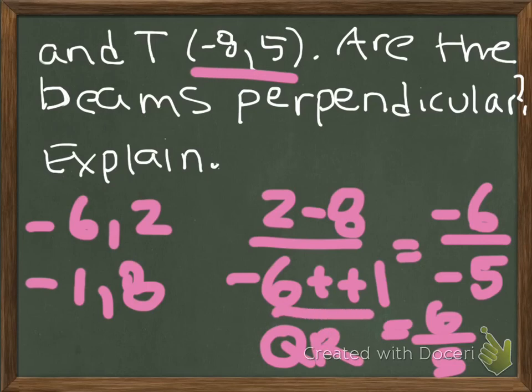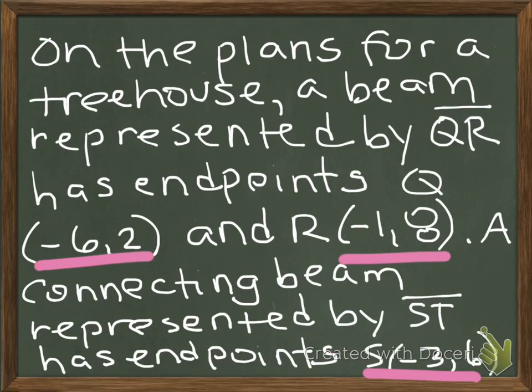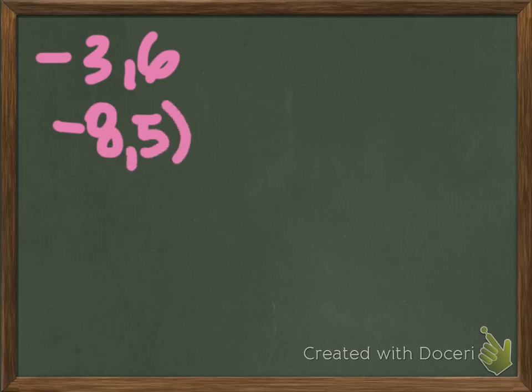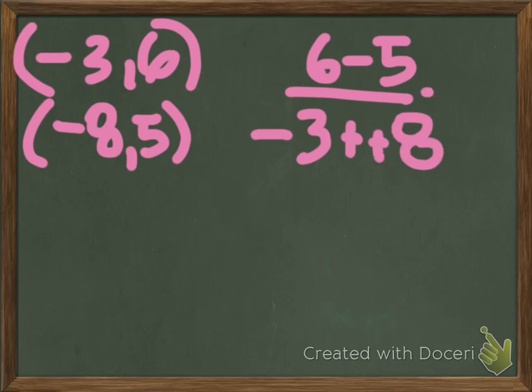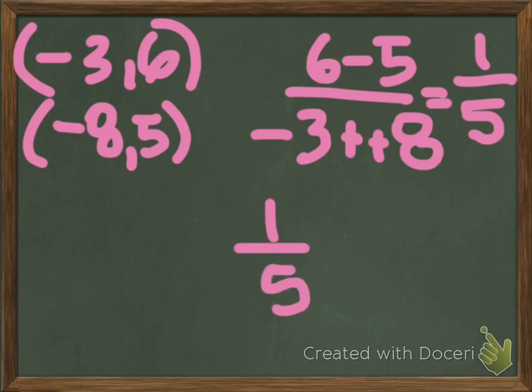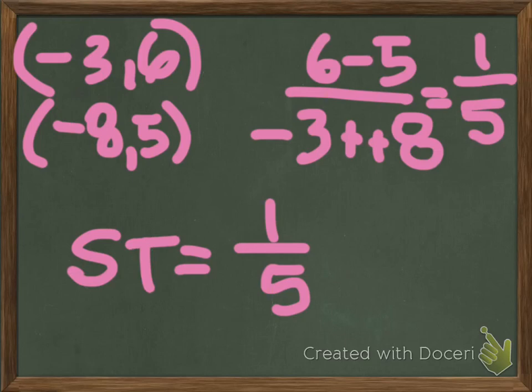Now I need to compare that to ST's slope. So ST has endpoints negative 3, 6 and negative 8, 5. I'm finding the slope for this one. Subtract the y's over the x's. So I get 1 over 5 for ST's slope.